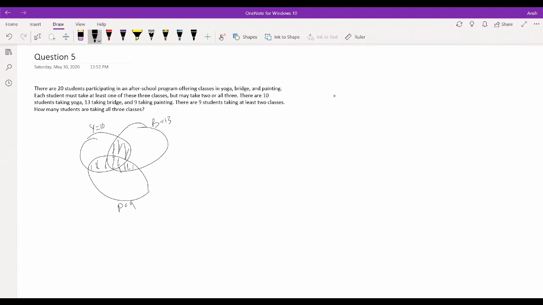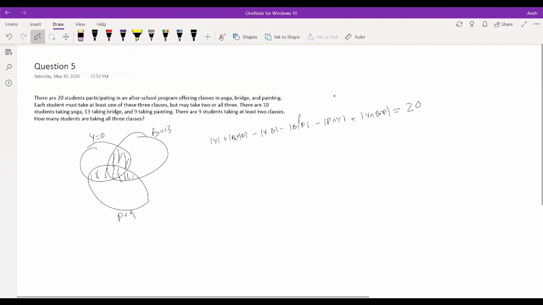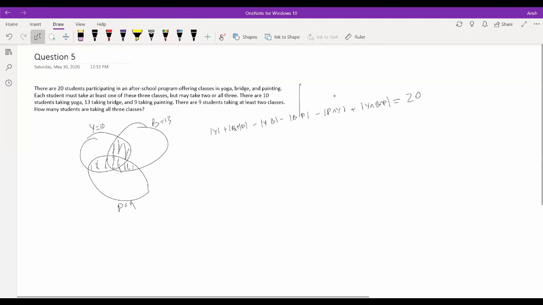So based on the principle of inclusion-exclusion, if we take the sum of the sizes of all the sets, Y, B, and P, then subtract the pairwise intersections, YB, BP, and PY, then add the intersection of all three, this would equal the total number of students, since all of them have to take at least one. So this would be equal to 20. We already know that Y, B, and P are 10, 13, and 9, respectively.